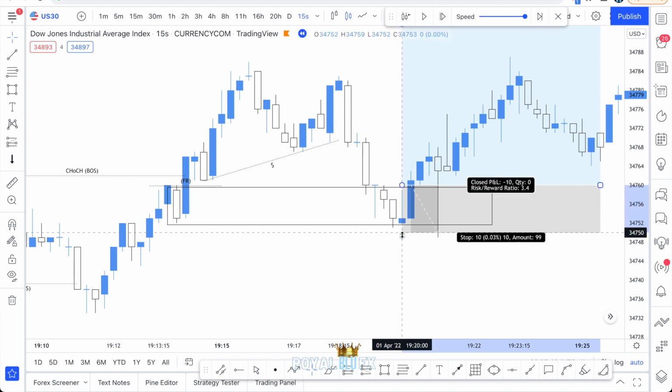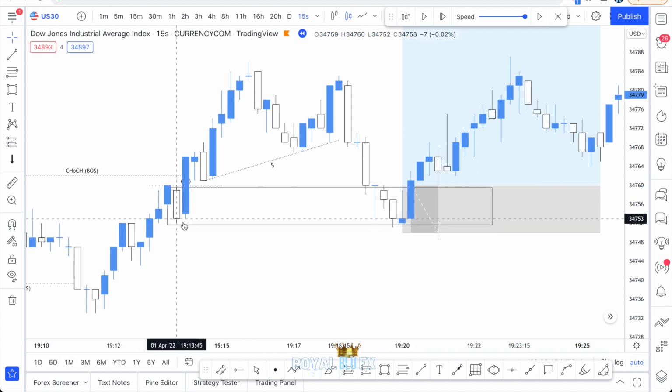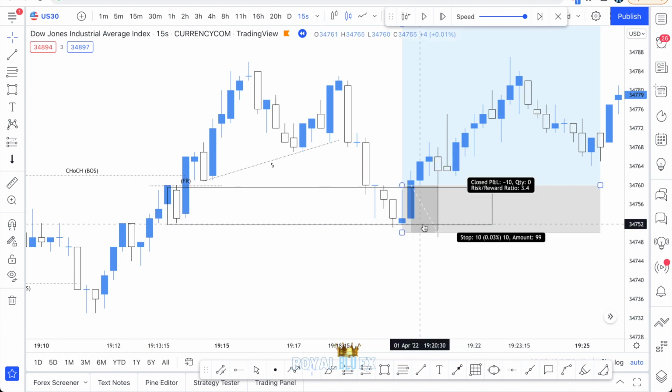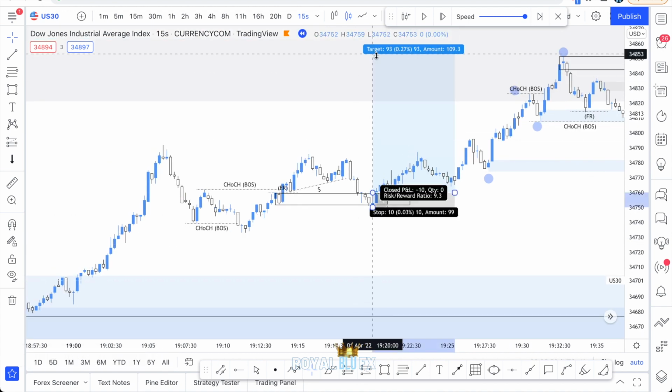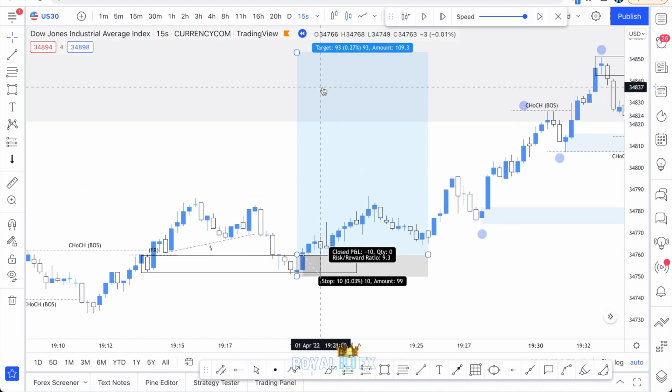Always put your risk a little bit below our intended zone, this zone right here, for safekeeping obviously, and then look to target your highs like that, right? So that's what it is.